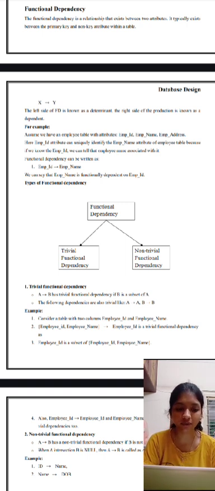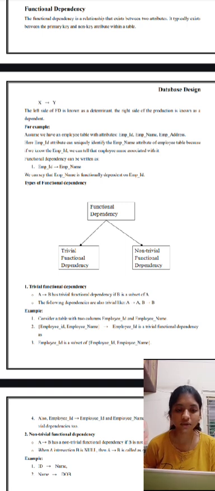Functional dependency is represented as X implies Y. Here X is the determinant and Y is the dependent. The left side of a functional dependency is known as the determinant and the right side is known as the dependent. Let us consider an example.